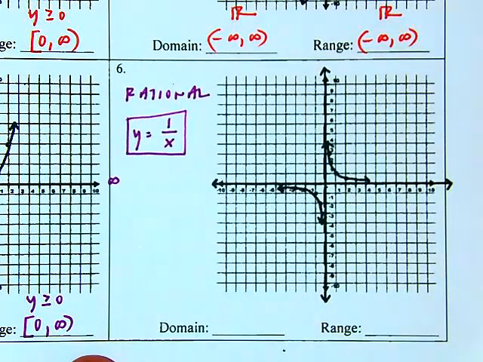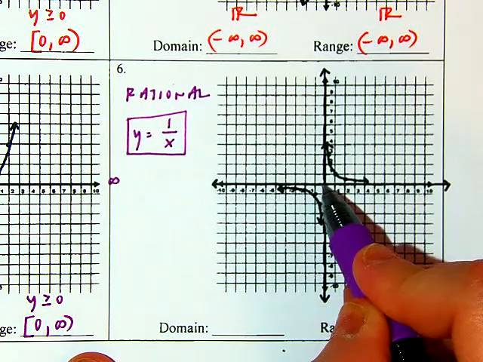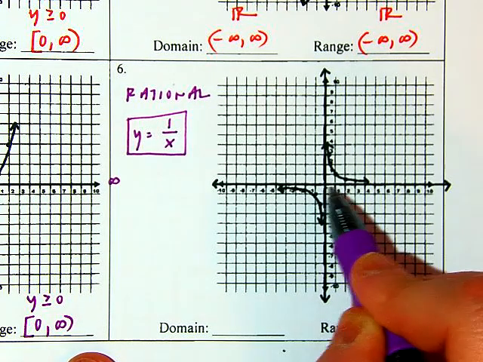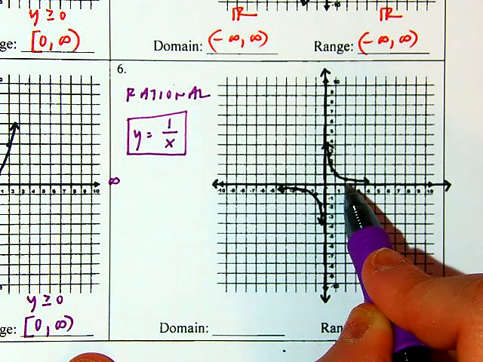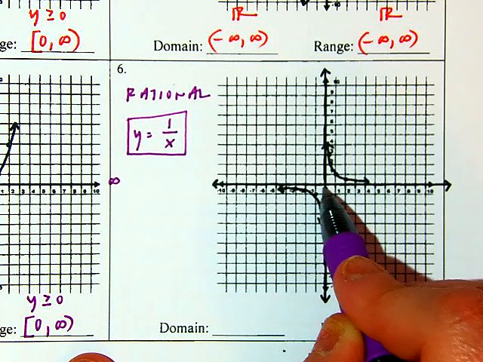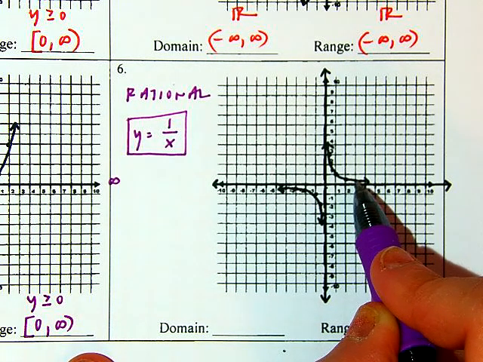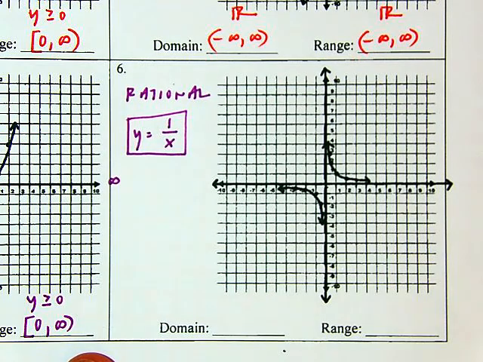So here we see that as I move away from the origin, as I go over 1, I go up 1 over 1. As I go over 2, I go up 1 over 2. As I go over 3, I go up 1 over 3, and so forth. So I can see that pattern.